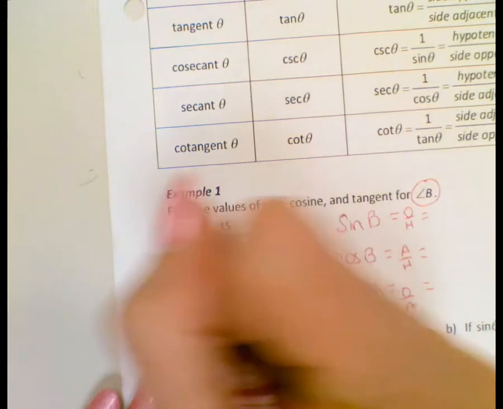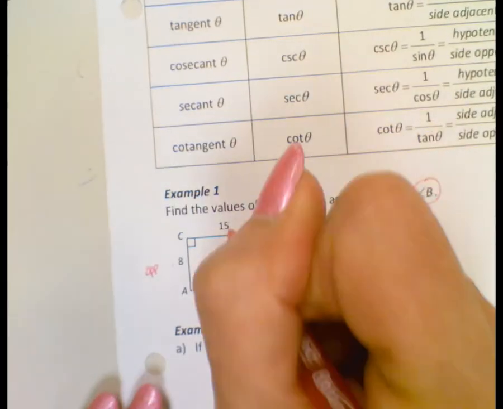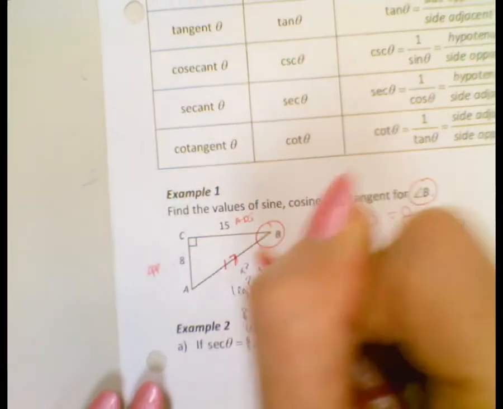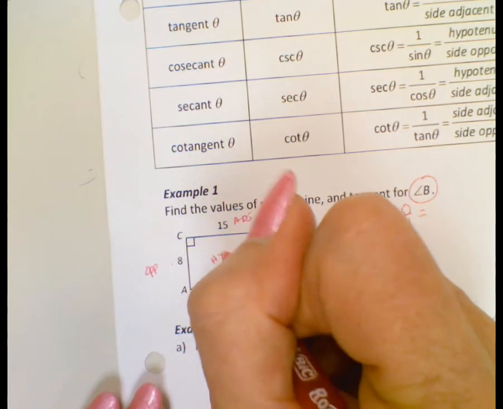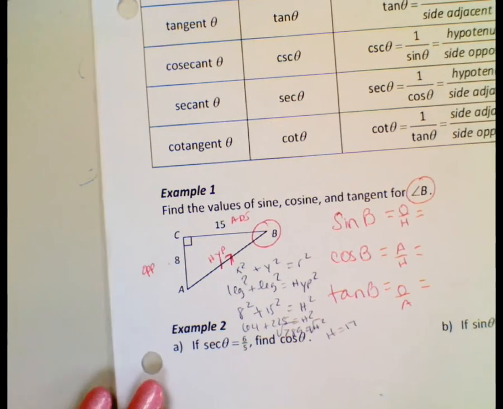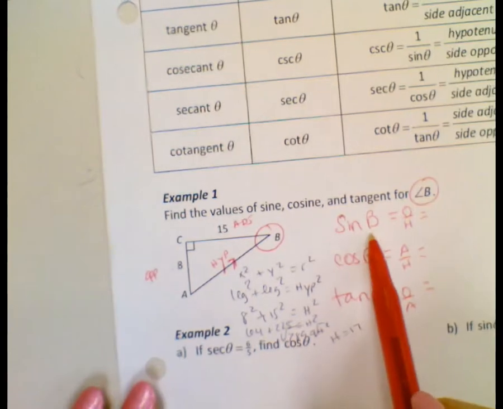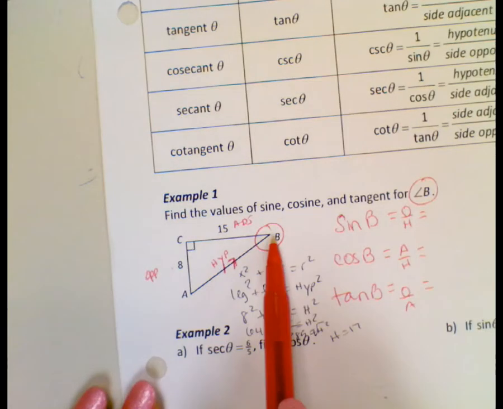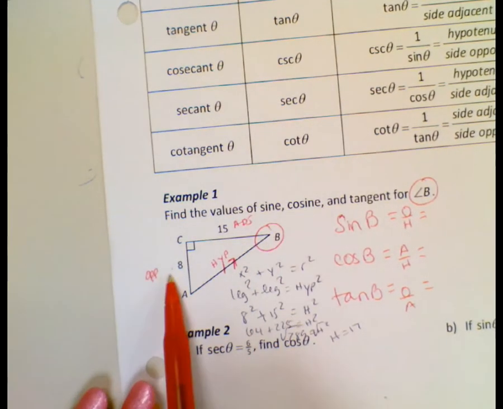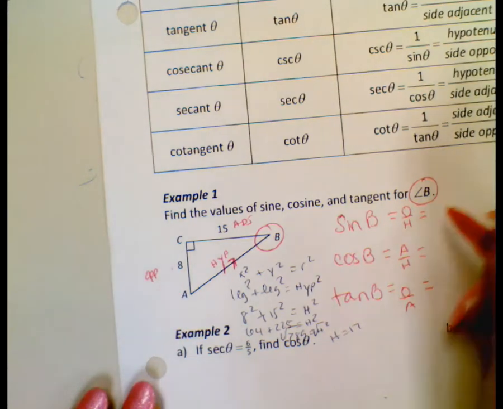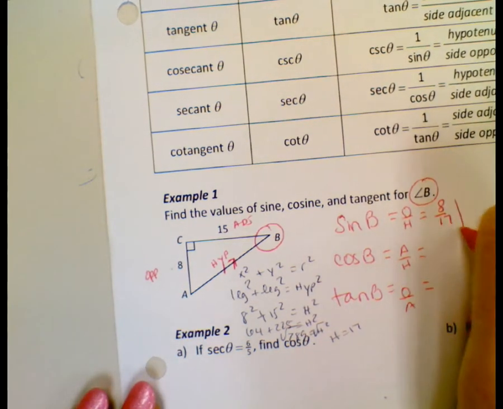From B, 8 is the opposite side. 15 is the adjacent side. And 17, of course, is the hypotenuse. Keep those in mind when you're doing this. So what is the sine of B when it is opposite over hypotenuse? From B, opposite is 8 over the hypotenuse 17. So it's 8/17, that's your answer.